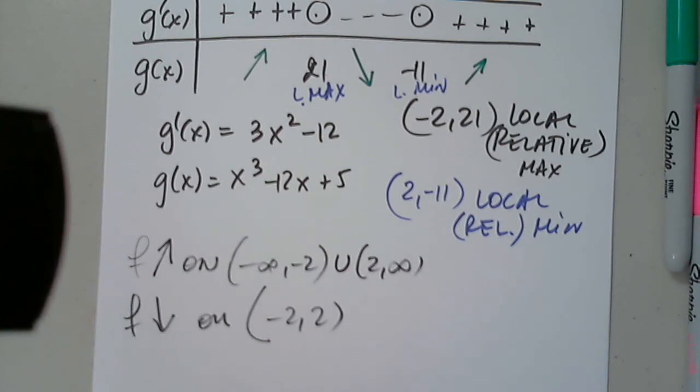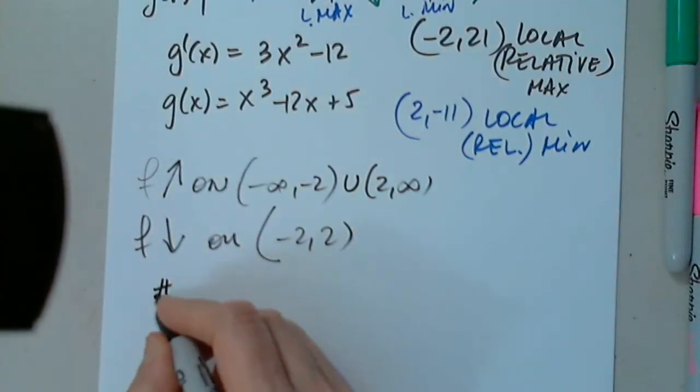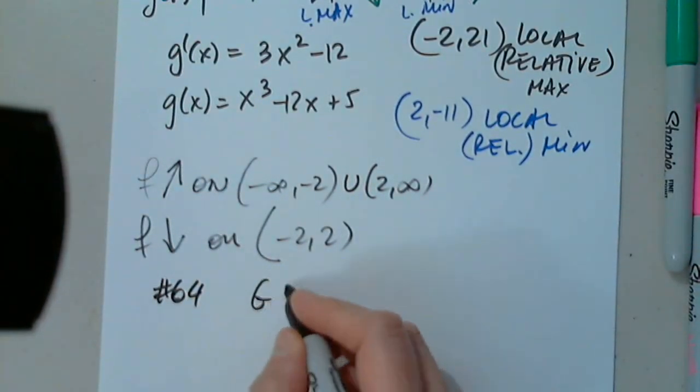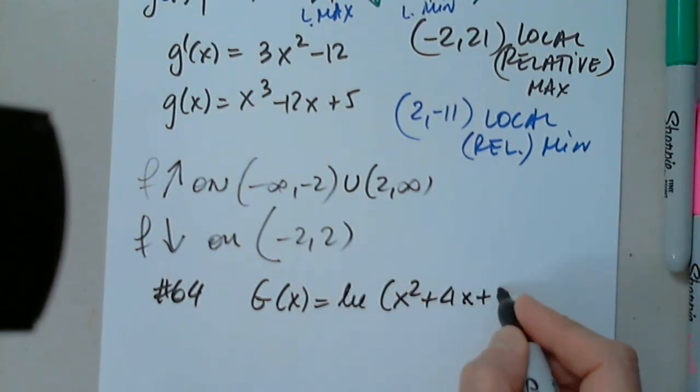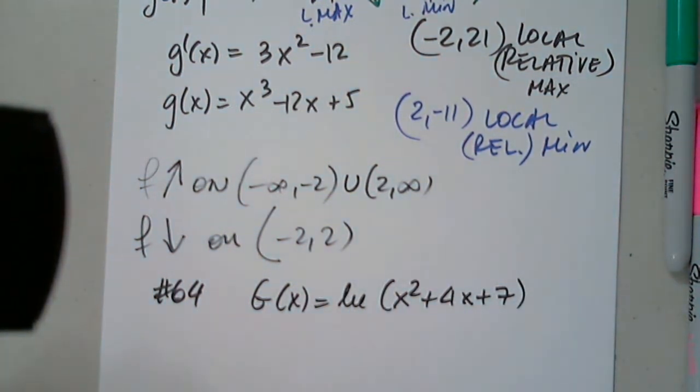Okay. So would you like to choose another problem to go through the extrema, critical numbers, and find max and min if they exist? Which one? 54? This one? 64. Ah, 64. Okay, very good. So let's take a look at 64. We have g of x equals natural log of x squared plus 4x plus 7. Perfect. Thank you. Very good choice.